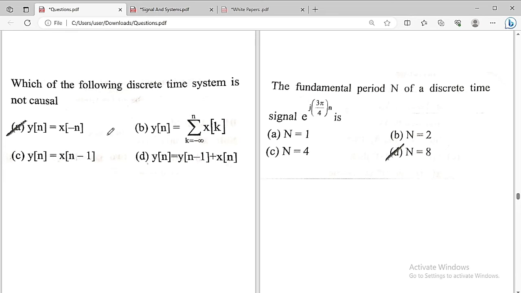Otherwise, it is called a non-causal system. So this point you always have to keep in mind. Option A is the correct solution of this question. Like this, you always have to keep in mind each and every statement. Now let's go for the other question.